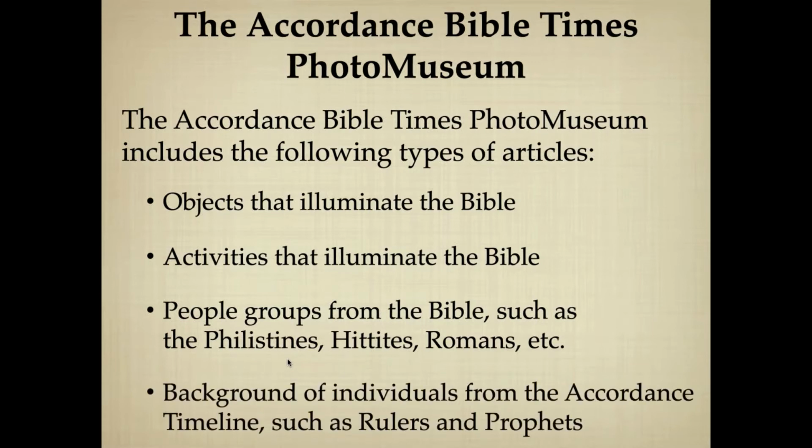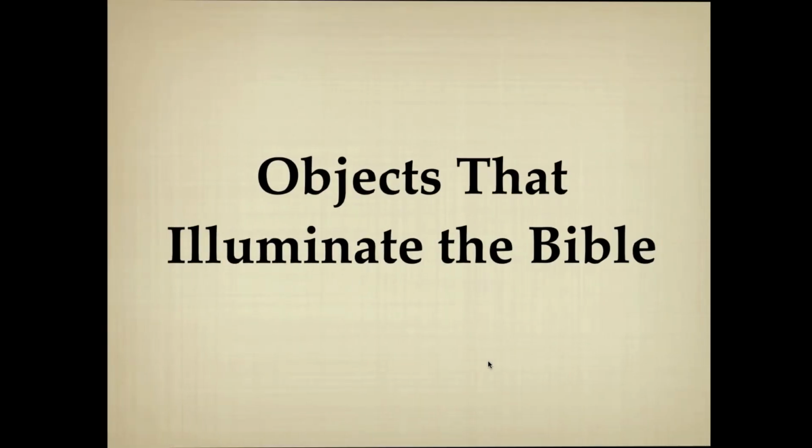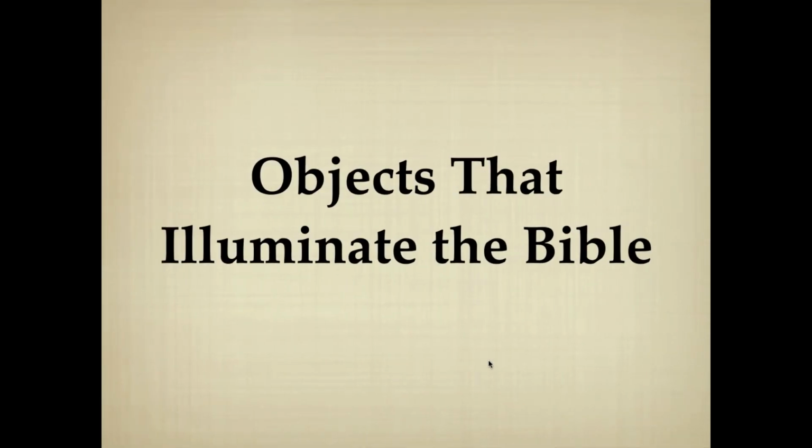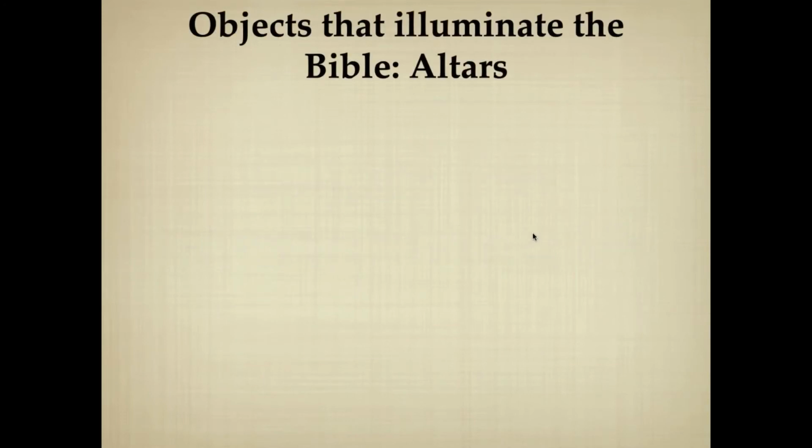And finally, we have the background of individuals that come from the Accordance Timeline, especially rulers and prophets, especially the rulers, a little bit of the prophets, because the rulers are the ones that tended to be written in the history more than the prophets. So let's first look now at objects that illuminate the Bible. Okay, I'm just going to give a few examples here. There's many, many more than this, but just a few examples.